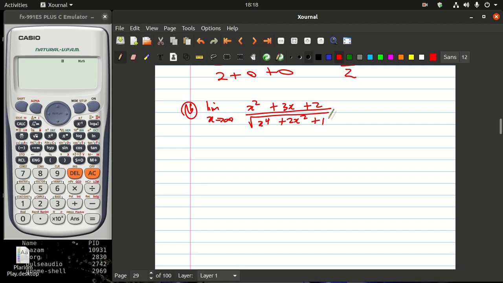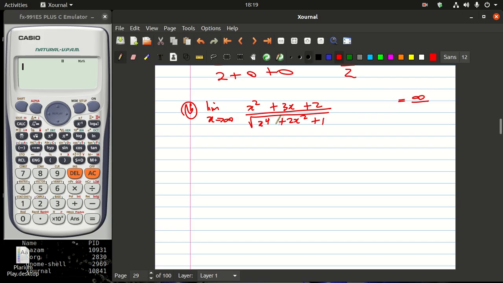If you look carefully into this function, you will find that we have a root in the denominator. Now if I plug in infinity, I know infinity squared is infinity times infinity, which is just infinity, plus 3 times infinity is just infinity, and infinity plus infinity is infinity. The 2 is insignificant compared to infinity.